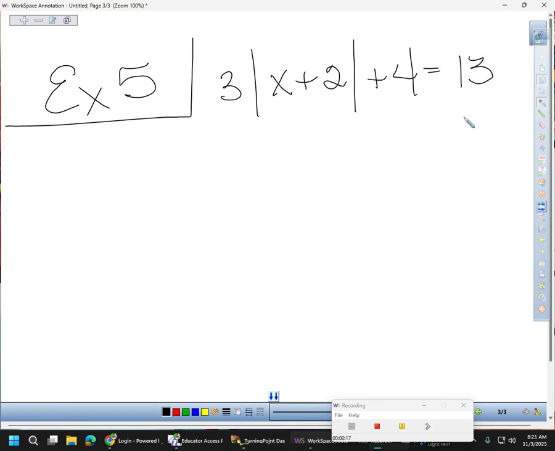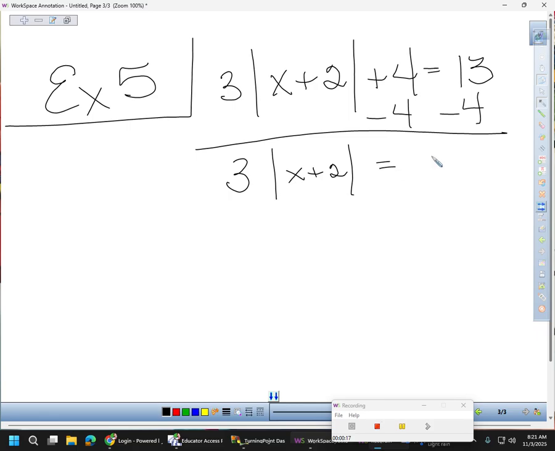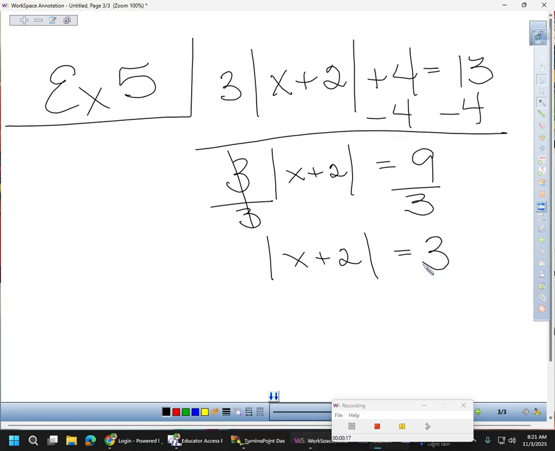Very similar to the one we just did. What do we do first? Correct. Take away 4. Perfect, Mel. So we have 3 times the absolute value of x plus 2 equals 9. Now what do we do to isolate that absolute value? Divide by 3. Very good. So I have the absolute value of x plus 2 equals 3.